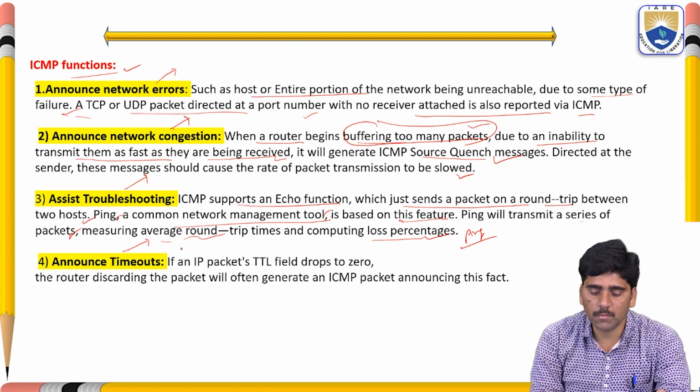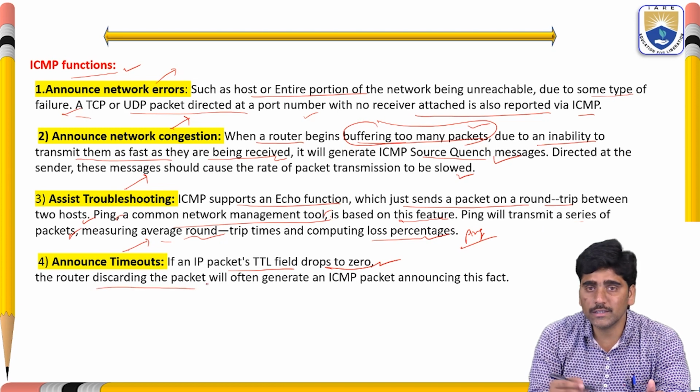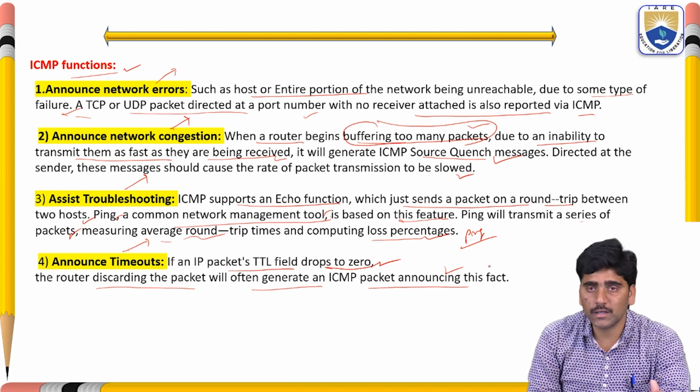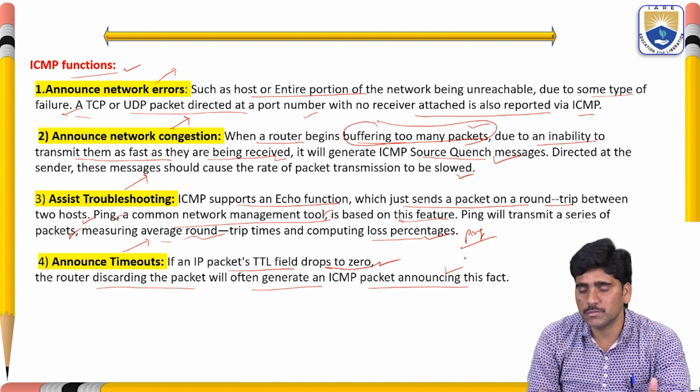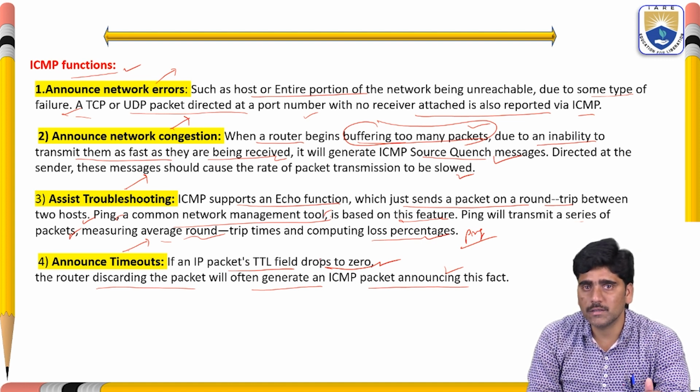And announce timeouts. If an IP packet's time to live field drops to zero, in the sense that there is no need to wait for the packet transmission or receipt, the router discarding the packet will often generate an ICMP packet announcing this fact. So automatically, if the packet time has expired, the packet has to be discarded so that it is not transmitted to the destination side. So these are all the functions in ICMP to display different types of messages.